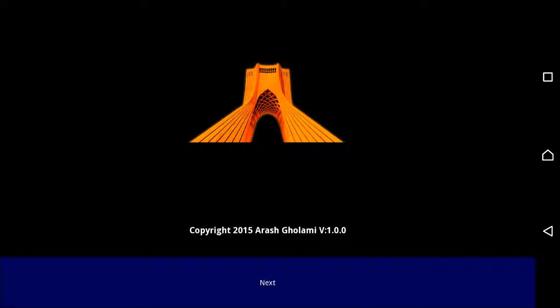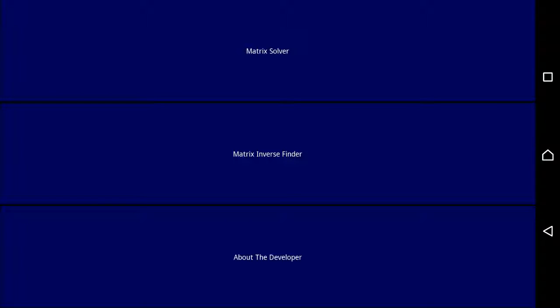In this tutorial I'm going to show you how to use my app so that you're not going to be confused when you want to use it. So you can choose between matrix solver and matrix inverse finder. When, for example, we choose matrix solver, you can choose between instant solver and the step-by-step solver.